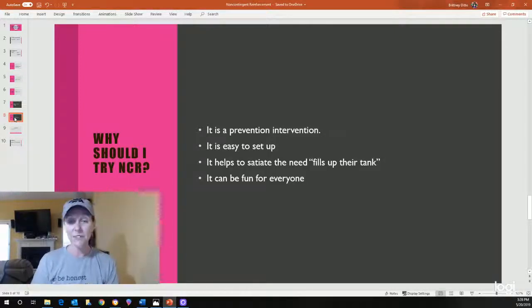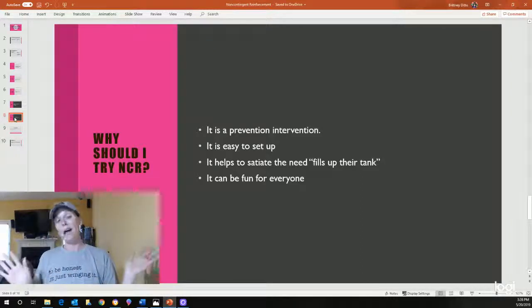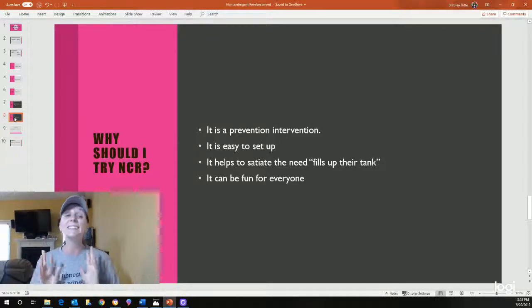The next thing too, like we've been talking about before, is to help satiate that need. By satiate, I mean you're kind of full of it. You don't need it anymore because, as I've talked about before, you filled up that tank. So I've got all the attention I need. I'm good to go the rest of the day. That is the hope.